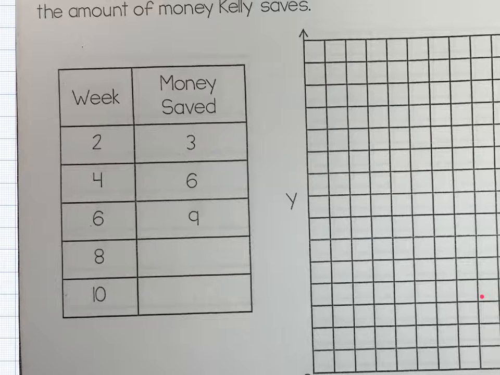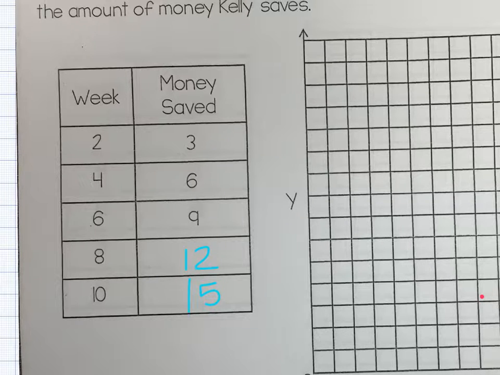But we know that 3 plus 3 equals what? 6. 3 plus 3, not 3 times 3. I think we're multiplying because we're so used to multiplying. So for 4 weeks, she had $6. 6 weeks, we're going to add 3 again. 6 plus 3 is 9. 9 plus 3 is 12. And 12 plus 3 is 15.